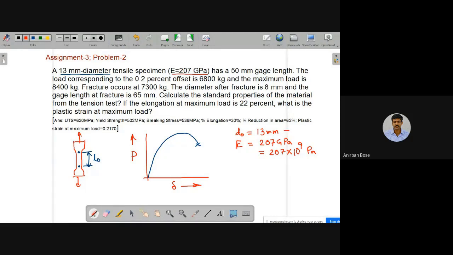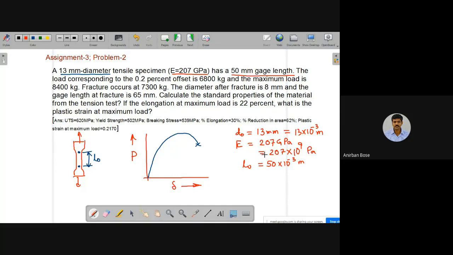Remember, for this kind of calculation, always try to write all this data in meters. So it will be 13 into 10 to the power minus 3 meter. Then 50 millimeter is the gauge length. That means L0 is 50 millimeter, so 50 into 10 to the power minus 3 meter.